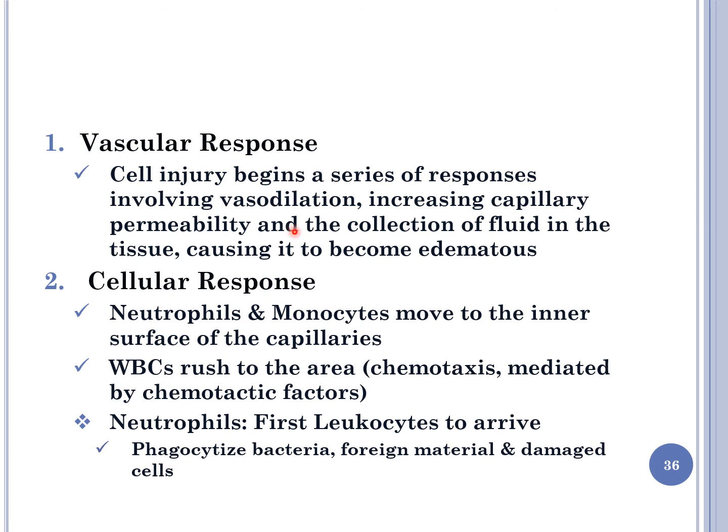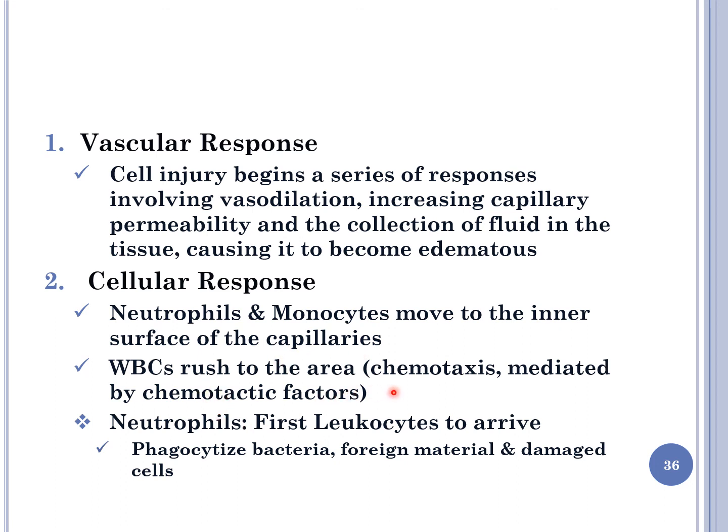So this is the same information we talked about already. So you know that there's a vascular response that happens, things like vasodilation, increasing capillary permeability, collection of fluid in the tissue, and then it becomes edematous. And then there's a cellular response with the neutrophils, monocytes, right? WBCs rushing to the area.